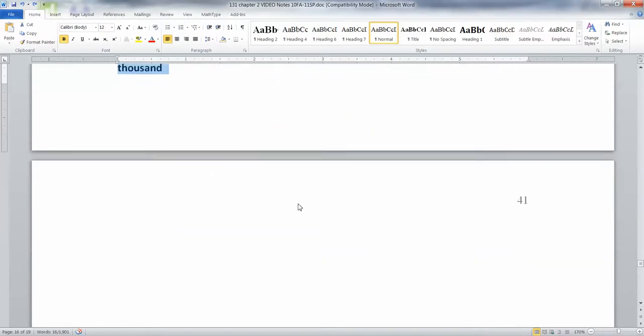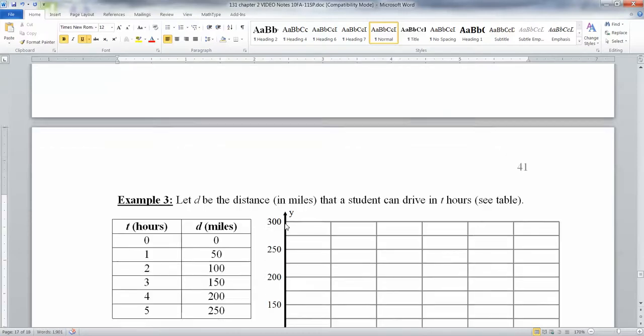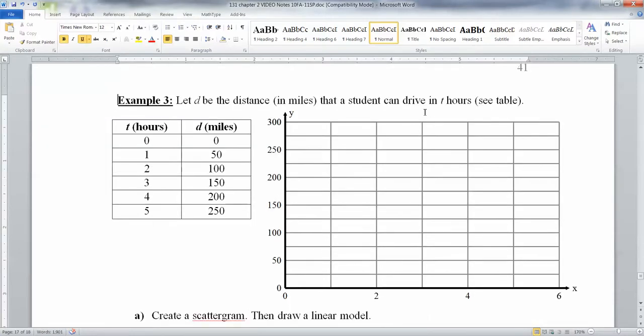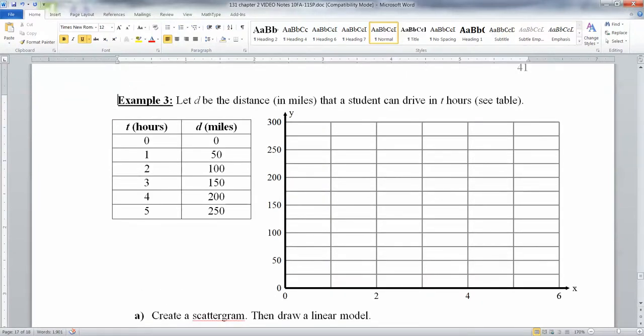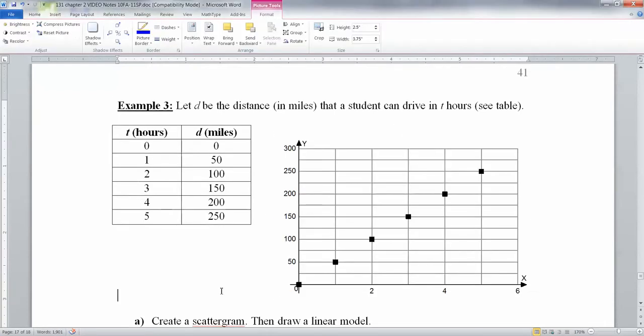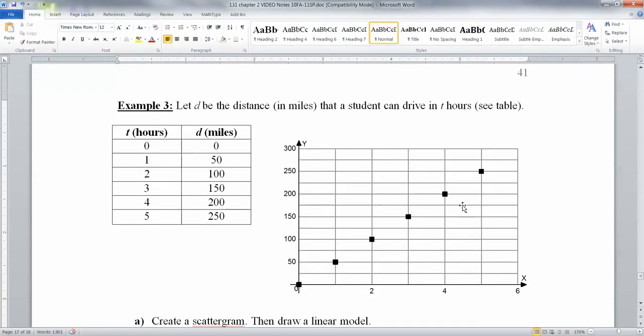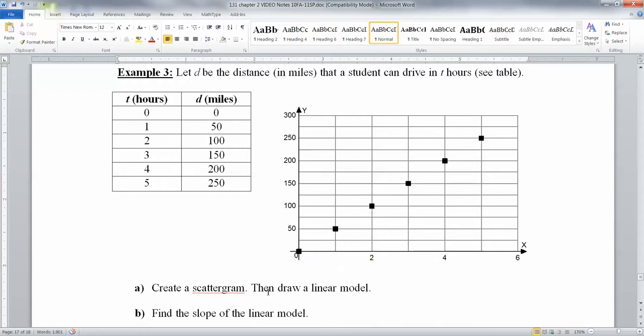Okay, let's move on. So next thing we have is D is the distance in miles that a student can drive in T hours. See the table? You're supposed to create a scattergram, then draw a linear model. So let me go do that. Basically you're going to go 0, 0, 1, 50, 2, and so on. There we go. So I've got the points down there. It said to create a scattergram, and then we're supposed to draw a linear model.